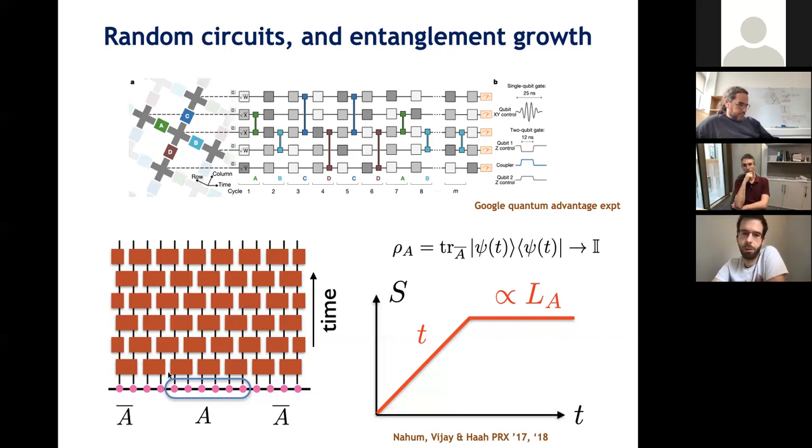If you only focus on local observables in that circuit, since there's no conserved quantity, what happens is that your reduced density matrix on one spin or on a few spins will just approach a completely mixed identity reduced density matrix. If you compute the von Neumann entropy of that reduced density matrix, which is called the entanglement entropy, it goes linearly with time, and it saturates at something extensive with the size of the system. Okay, so that's the process of thermalization.